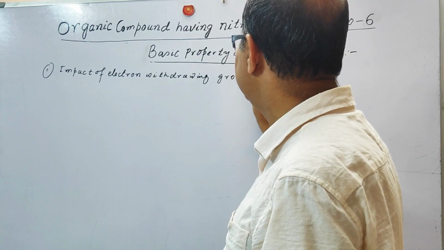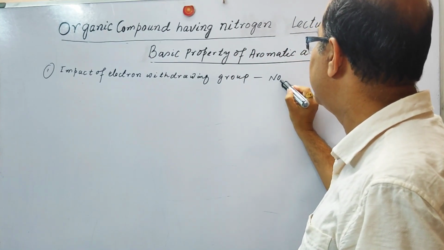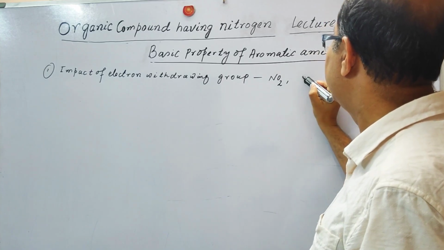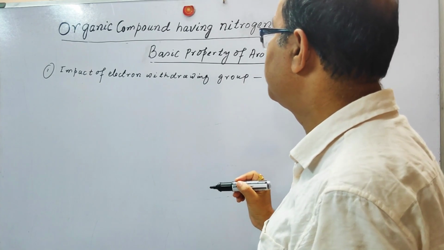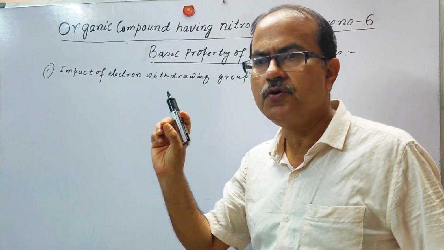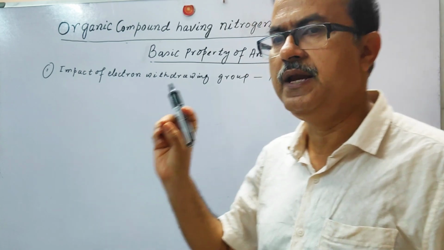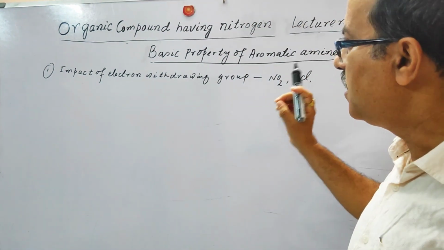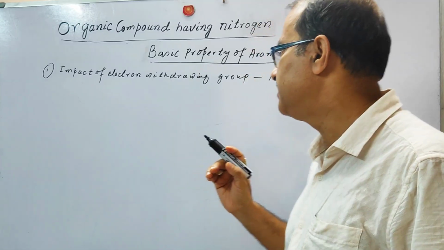Electron withdrawing groups like NO2 are one of the electron withdrawing groups, or we can say chlorine is also an electron withdrawing group. When this is incorporated in the ring of the aniline, what will be its impact on the basic strength, that we are going to understand.